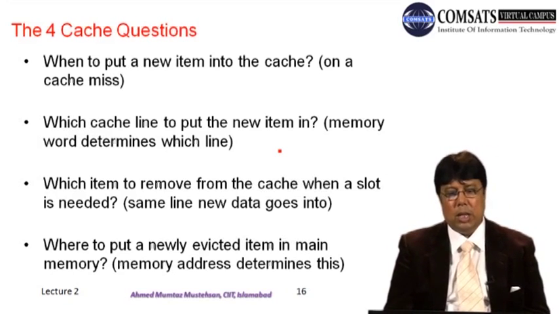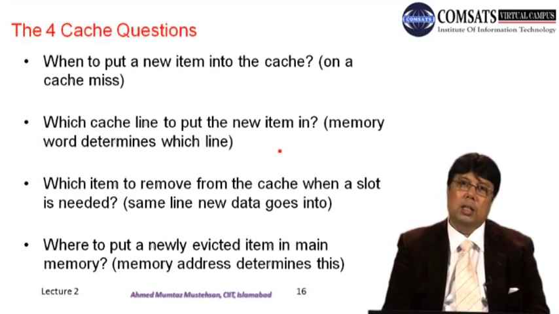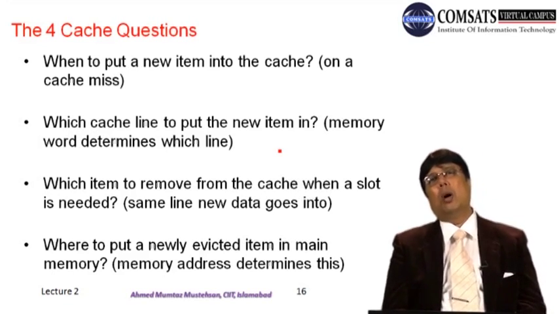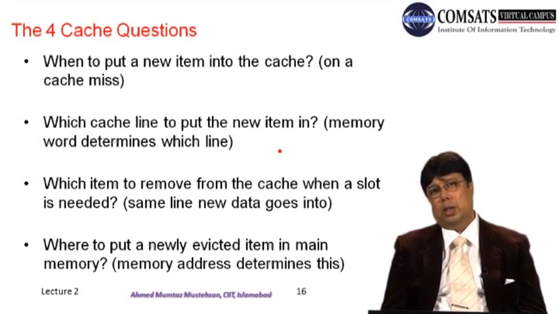So the next question is which item to remove from the cache? When a slot is needed, you have to take a certain item out of that. तो अब ऐसा ना हो कि जिस आइटम को आप आउट ऑफ कैश कर रहे हैं, कैश से बाहर भी जा रहे हैं, फौरी तौर पर नेक्स्ट मशीन साइकिल में उसी की जरूरत पड़ जाए.